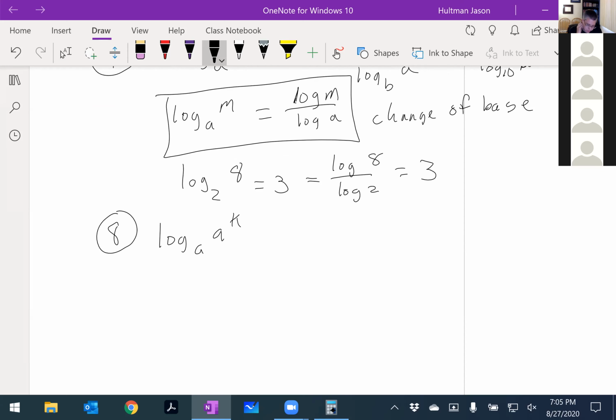Okay, what do you think this is going to be? Well, we can put the k in front, right? Can we put the k in front? K times log base a of a. But what was log base a of a? Is it just going to be k?